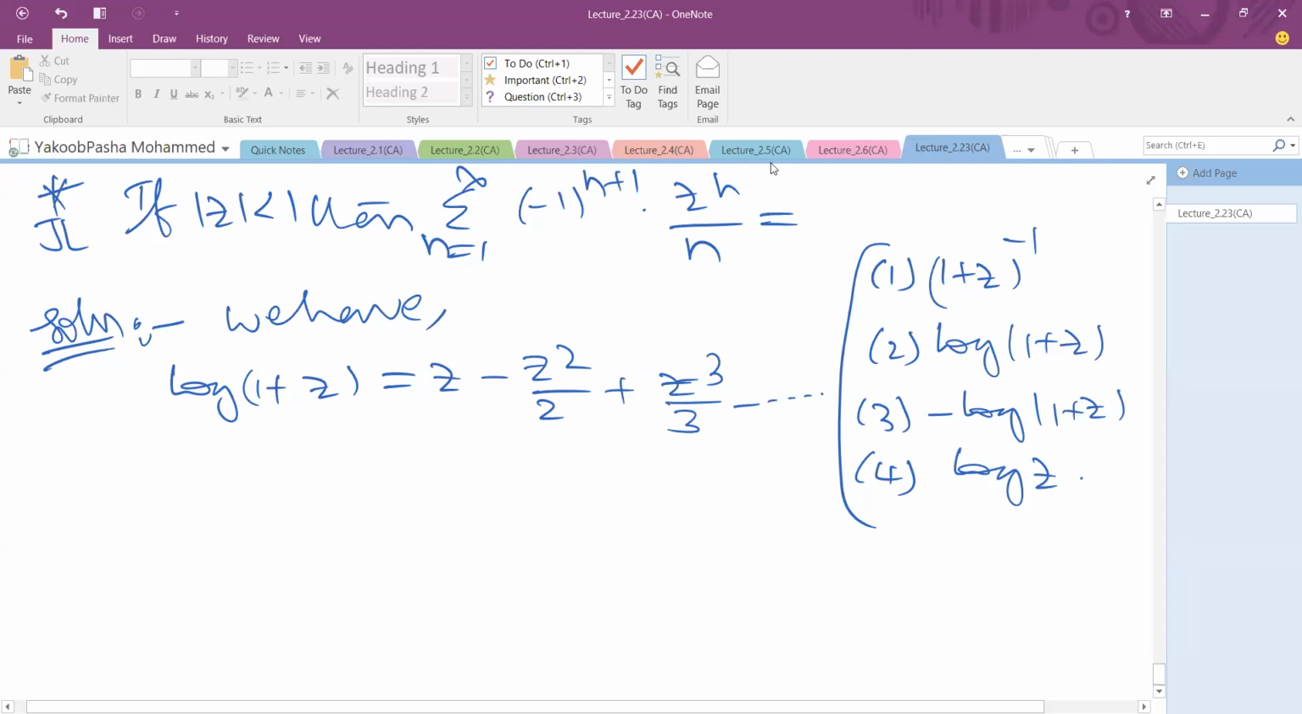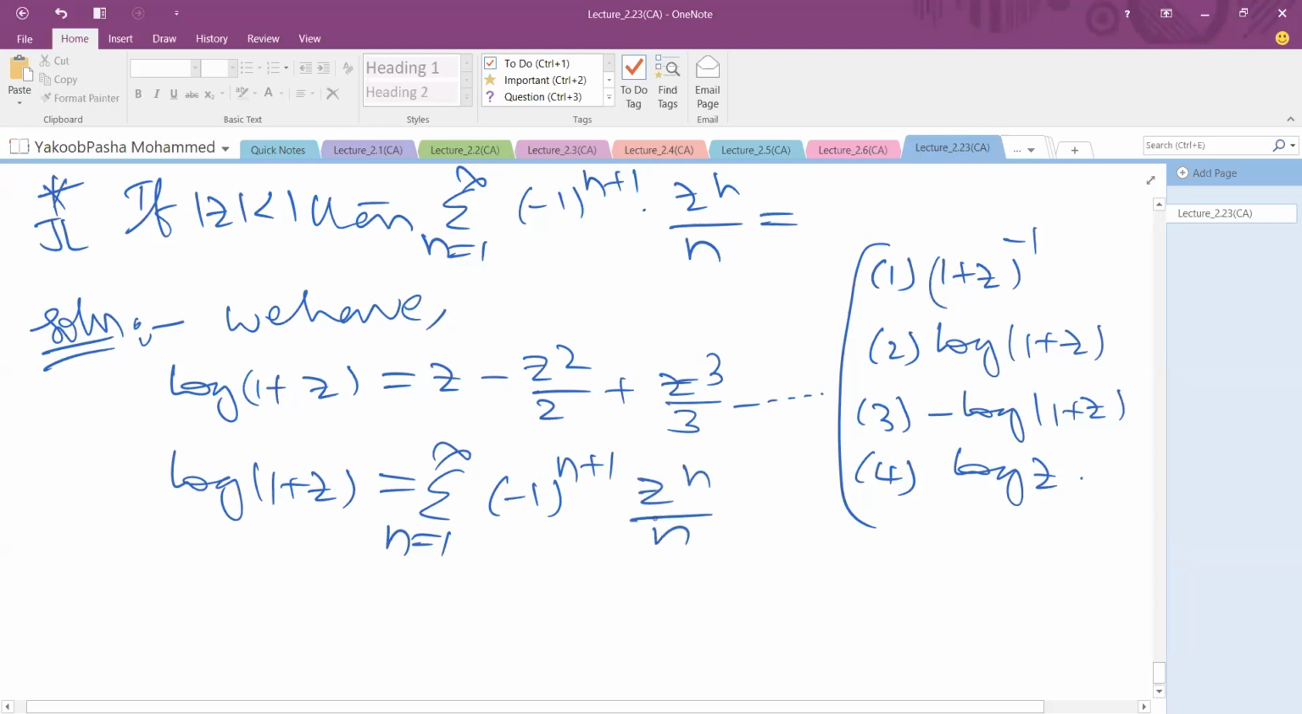So we can write log 1 plus z in terms of summation, that is n is equal to 1 to infinity, the terms are -1 to the power of n+1. The first term becomes a positive term, z power n by n. So directly, the second option is the answer.